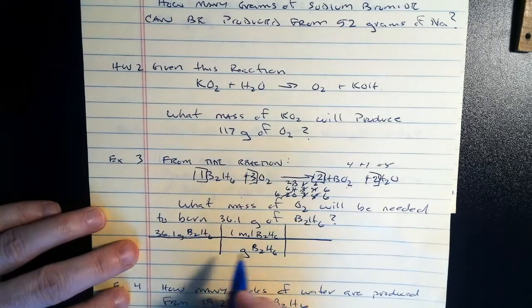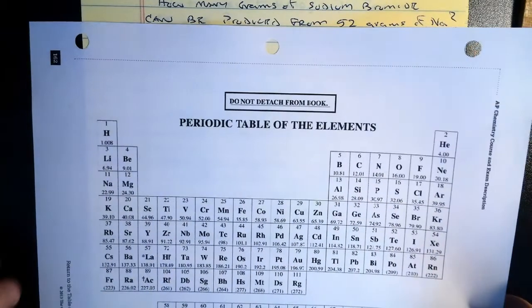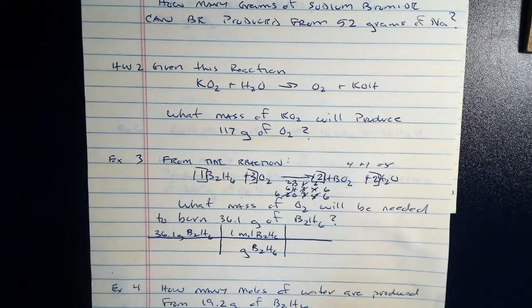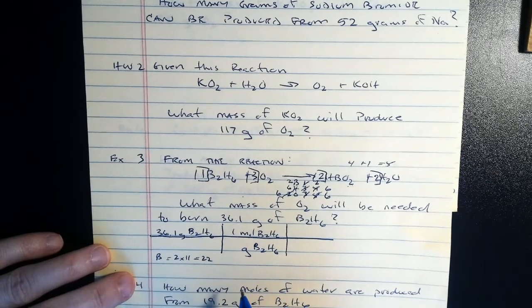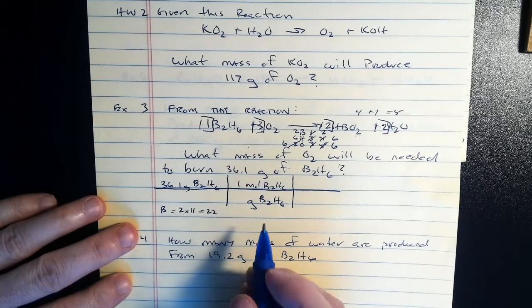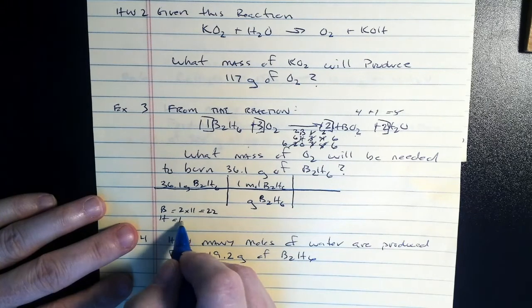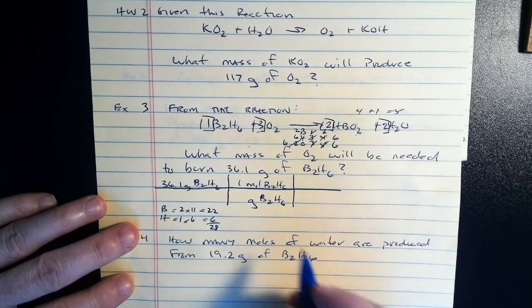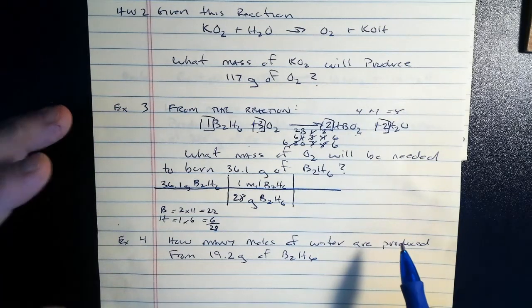Now we've got to figure this out, so we're going to look at our periodic table. So get your periodic table out, take a look at this. Boron has a mass of almost 11, so we're going to make things really easy. So boron is going to be equal to 2 times 11, which is equal to 22. And then we're going to have hydrogen, which has a mass of 1 times 6 is equal to 6. It's 28 for your molar mass approximately. So we're going to put 28 right here. So now we're in moles of B2H6.